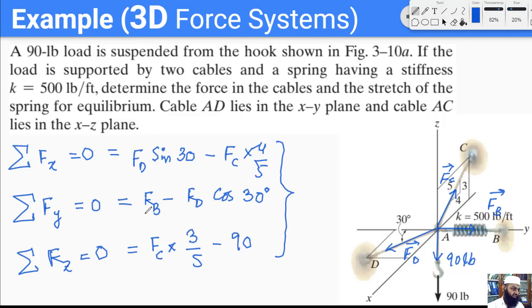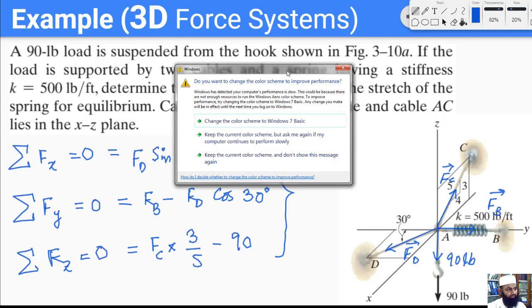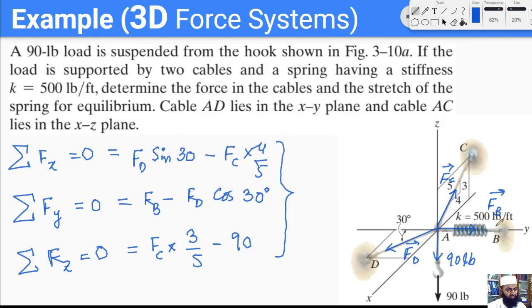We have FD, we have FB, and we have FC. We can solve these three simultaneous equations to find these three unknowns. Two of them would directly give us the two forces in the cables, and for the third one we would divide FB by the value of K, which is 500 pounds per foot, to find the stretch in this spring AB. Okay, so I hope the process is pretty clear.